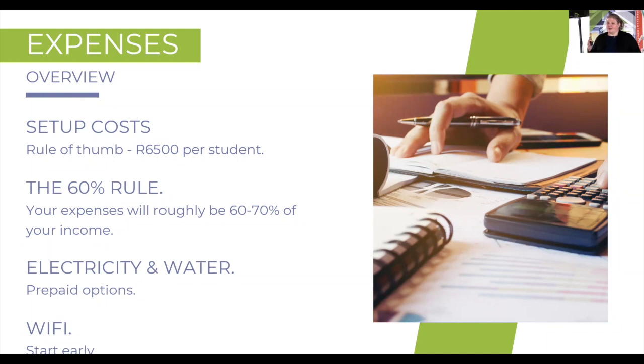Another big one, your water and electricity, obviously you need to cater for. Here's another shortcut, I like my shortcuts. To budget for your common area electricity, budget for 10 rands per student per day. So that's 300 a month. That includes your water as well, your electricity, all your council stuff, at 10 rands per student per day.